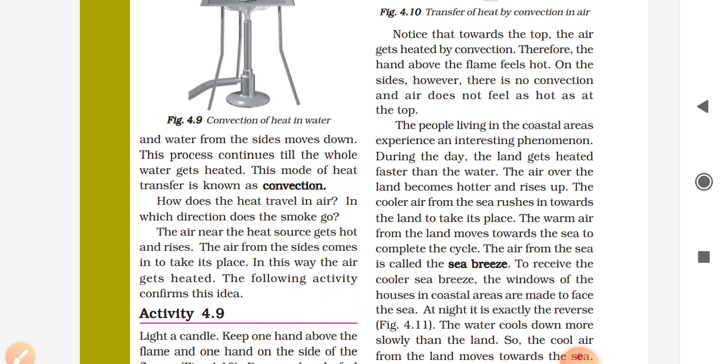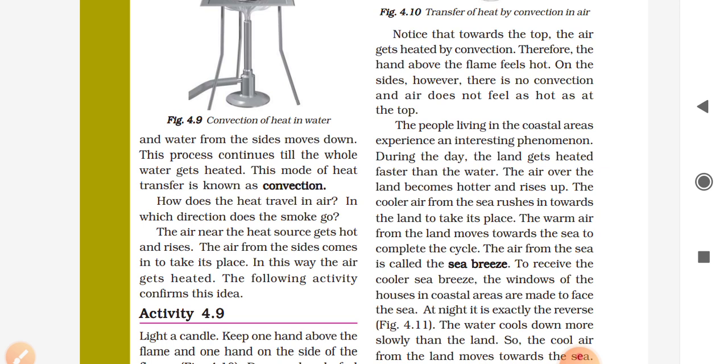You know that people are living in the coastal area. They open their window in the morning time, afternoon time, because during the day the land gets heated faster than the water near the coastal area. In the daytime, रेत जो होती है वो गर्म जल्दी हो जाता है. Very fast it gets hot. The air over the land becomes hotter and rises up.